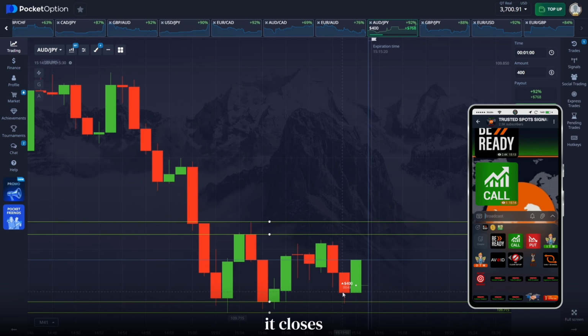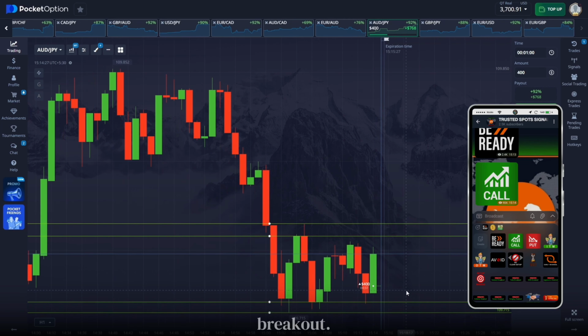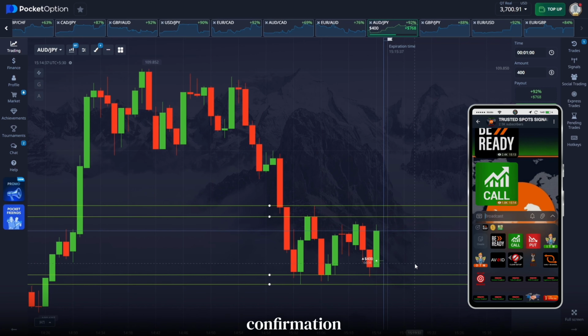You can see it closes near this support. It got rejected back. It hit the support and there is no clear breakout. So if there is no breakout after hitting the support level, chances of reversal increase. To place a trade, we need a strong candlestick confirmation on the 5-second chart.